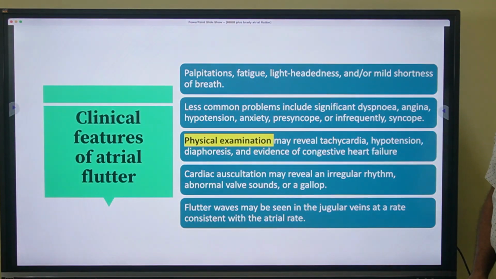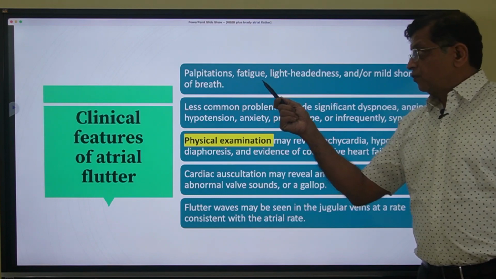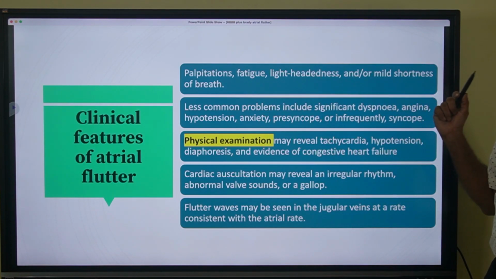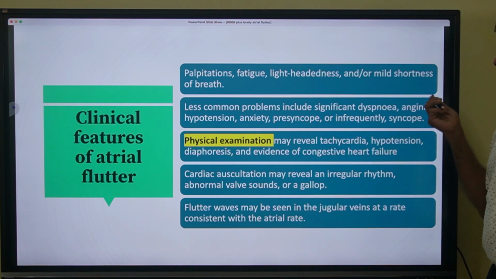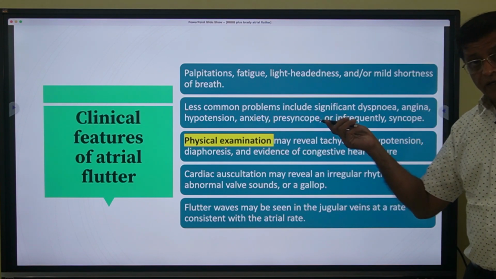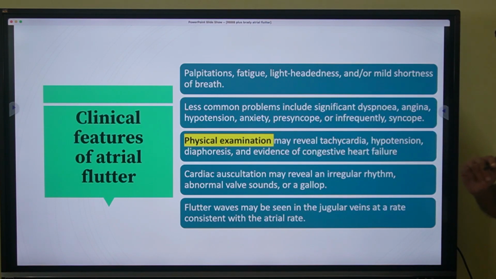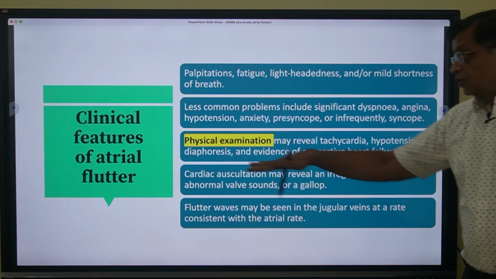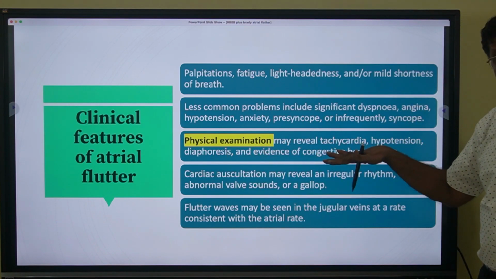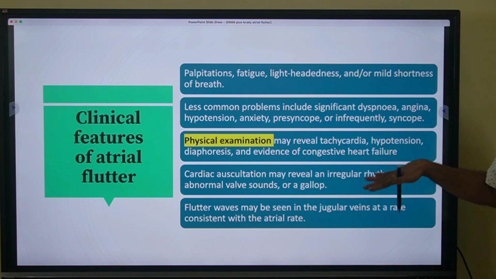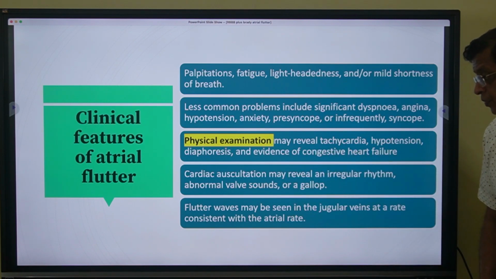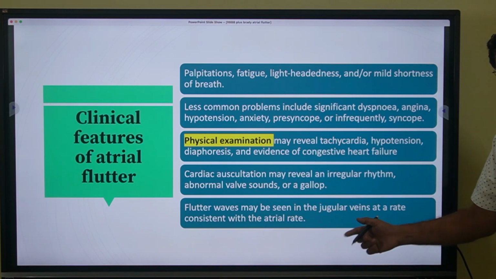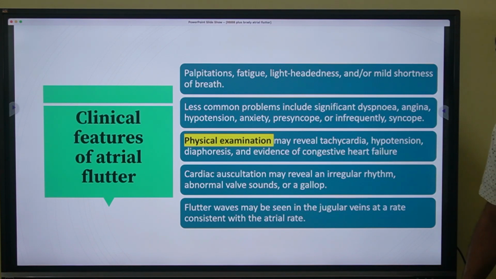The clinical features of flutter are palpitations, the most common, fatigue, lightheadedness, and shortness of breath. If this progresses, then there could be significant dyspnea, angina, hypotension, anxiety, pre-syncope, and even syncope. Physical examination will reveal tachycardia, hypotension, sweating, diaphoresis, and evidence of congestive heart failure in the form of crepts. Cardiac auscultation may also reveal an irregular rhythm and a gallop rhythm. Flutter waves may be seen even in the jugular venous pulse if you look carefully.